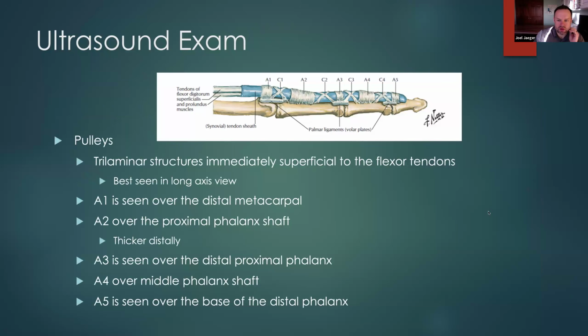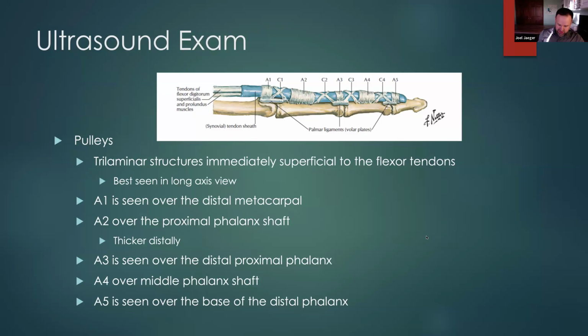Okay. So we've taken a look at our flexor tendons, and now it's time to look at the pulleys. I always go to the pulleys next, because they tend to work in tandem, as I was referencing earlier. To look at the pulleys under ultrasound, these are a fibrous band that surrounds the tendon. The way it appears on ultrasound, I think it's best seen on a long axis view, where they have a trilaminar appearance.